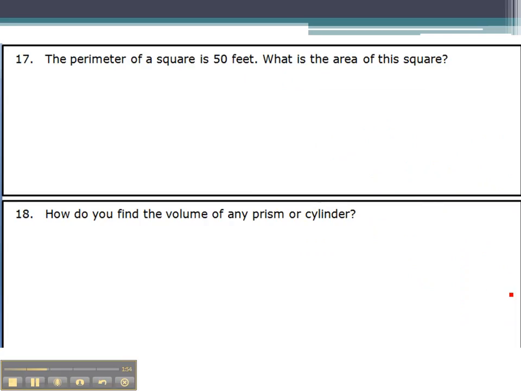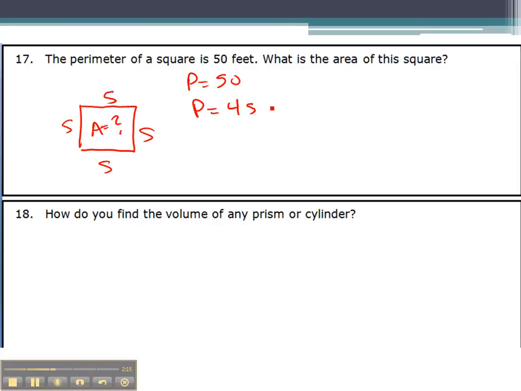Number 17. The perimeter of a square is 50 feet. What is the area of this square? Well, area equals question mark. Perimeter equals 50. We don't know how long the sides are yet. But if you look at the formula for perimeter, perimeter equals 4s. So 4 times the length of the side equals 50. We can undo this multiplication by dividing by 4. If you're multiplying by 4, you can undo that multiplication with the inverse operation, which is division. 4 divided by 4 is 1, so s equals 50 divided by 4.